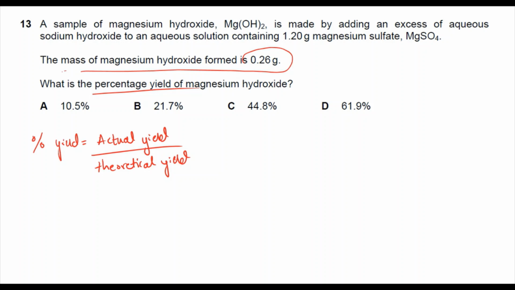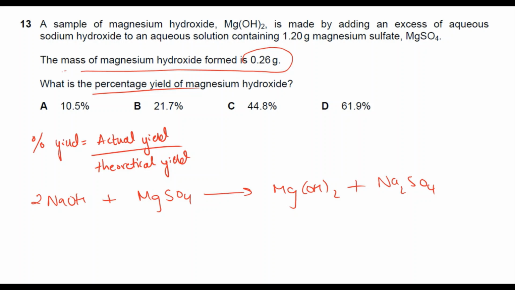First of all, let's form the equation. I have an excess of aqueous sodium hydroxide, added to an aqueous solution containing 1.20 grams of magnesium sulfate. So it reacts with magnesium sulfate and it gives me magnesium hydroxide. What else? Mg, OH are 2 here, so I should add 2 here. So 2 Na are left and the sulfate is left, so it's going to be Na2SO4.